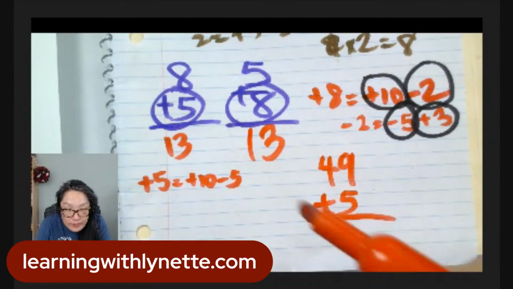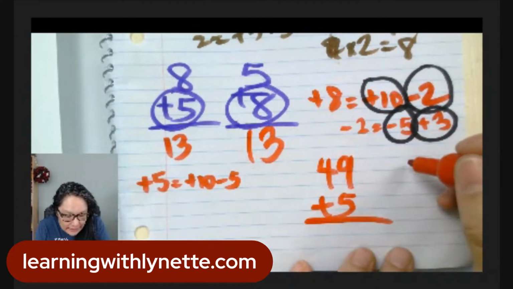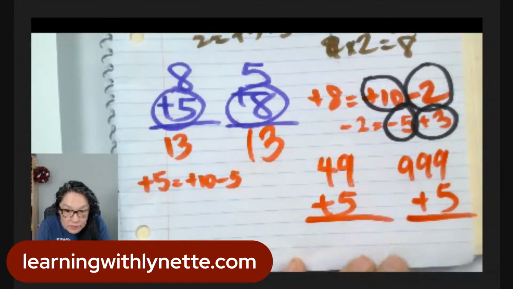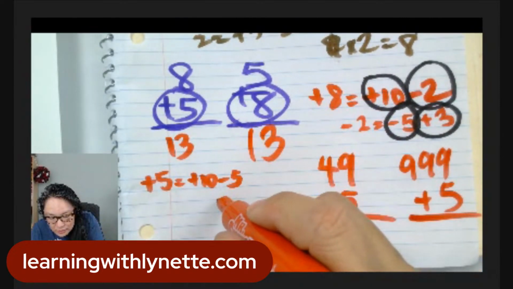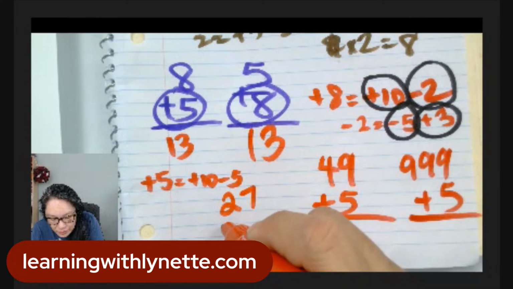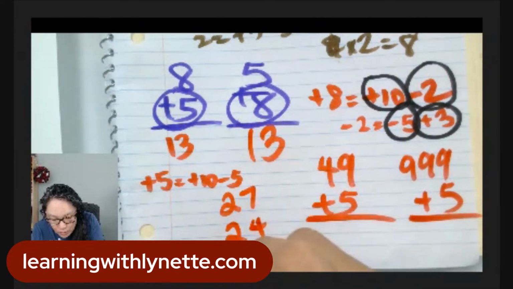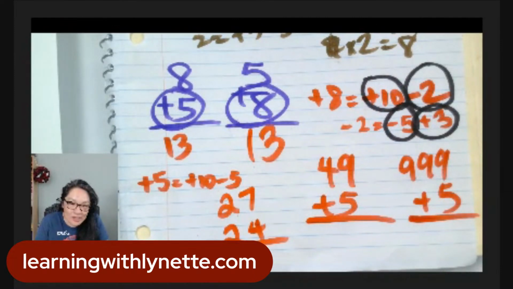Was it one of those? It's still a 2-step. Or was it like 999 plus 5? Or was it 27 plus 24? These are all 2-steps.